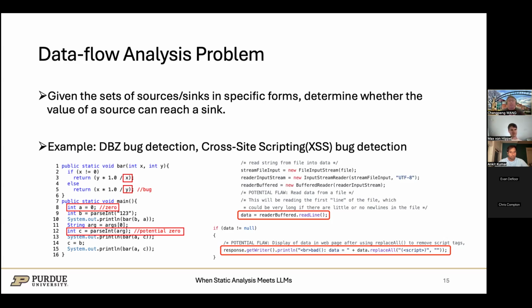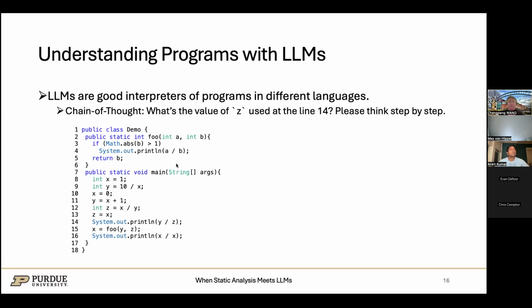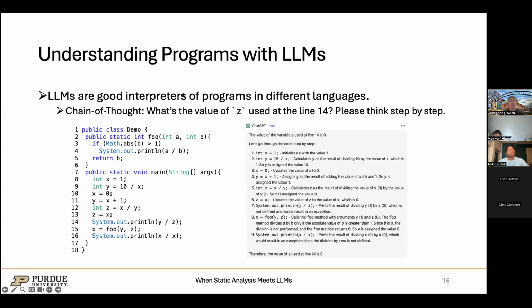Okay, so how do we use LLMs to do such detection? Our basic intuition is that we can just feed the program to the LLM and throw these problems or questions to the model. In this case, the model can really interpret the semantics line by line. For example, here it can conclude that at line 14, the value of z can be 0. So it can report this divide by zero bug.